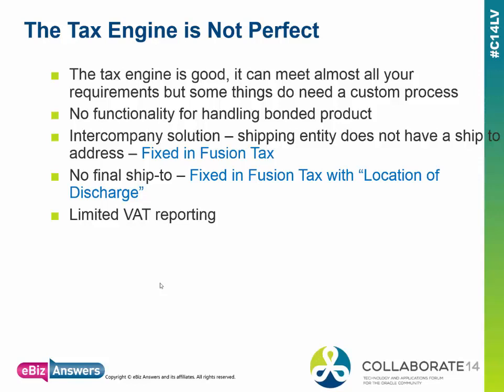And I'll put here a couple of other things, which were actually from an R12 presentation I did. I've left them in because these are common problems which a lot of you may be familiar with. For example, in the intercompany solution, there is no ship-to address field. That's been fixed in Fusion. It's not been backported to R12. It's not been possible, but they've redesigned the code to allow that to be fixed in Fusion. No final ship-to. Again, that's been fixed in Fusion with the location of discharge. The VAT reporting has been enhanced, but due to the number of countries you have and depending on your requirements, the VAT reporting is still limited.